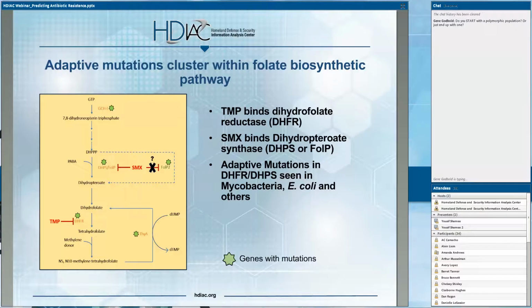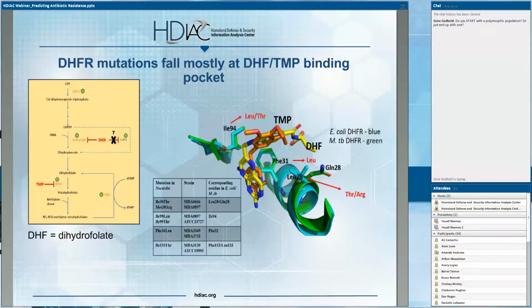We'll get to the bottom of a little bit of what we think is happening there as we go on. So we'll start with the easy things first. The mutations in dihydrofolate reductase pretty much map to the active site of the enzyme. We don't have the crystal structure of the Nocardia enzyme yet, but there's a good structure for E. coli and for Mycobacterium tuberculosis. In this picture, the drug, TMP, is shown in orange and the substrate is shown in yellow, and the mutations map right at the active site of the enzyme.